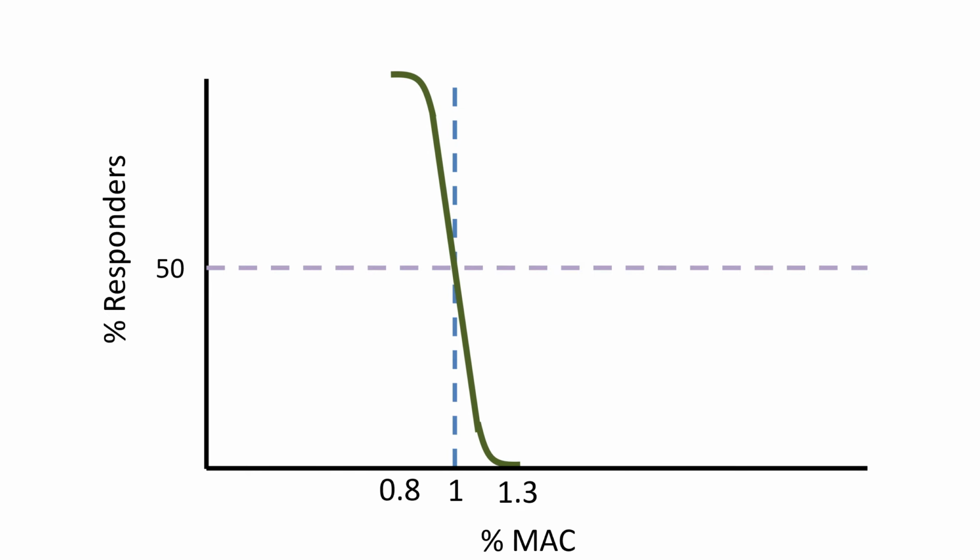Let's focus in on just one curve, but they are all the same, and what becomes immediately apparent is the sheer steepness of the curve and the narrowness of the range. In this example, most patients will move at 0.8 MAC, but very few will move at 1.2 or 1.3 MAC. That means that a very slight alteration in the inhaled dose of a volatile has a dramatic impact on depth of anesthesia.